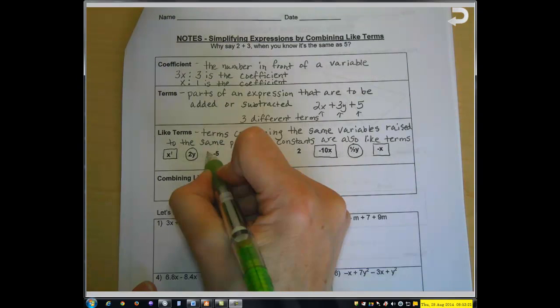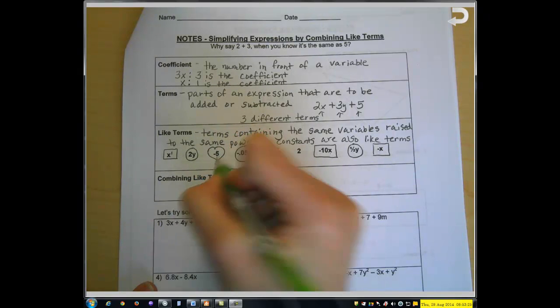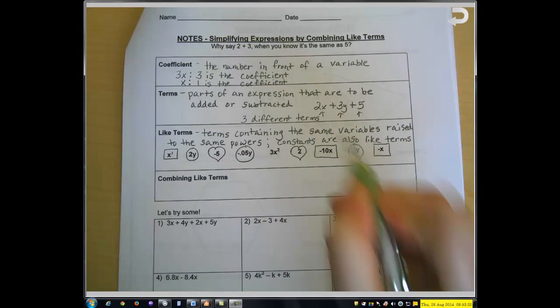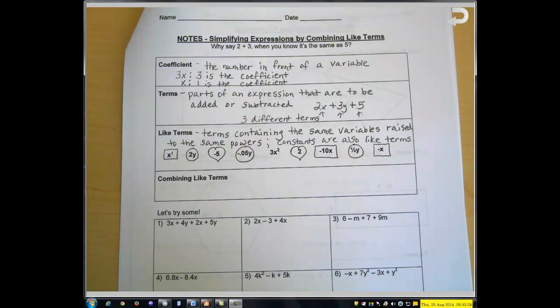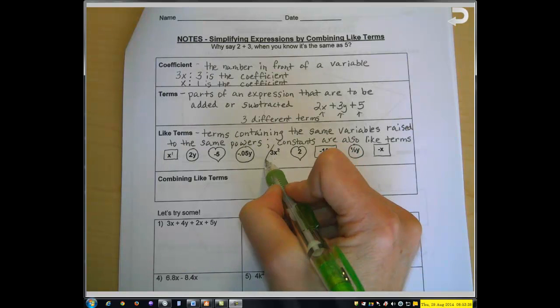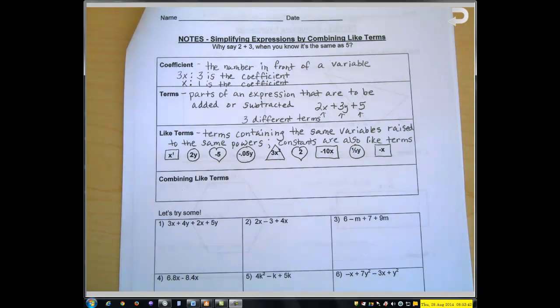Okay, so now we're looking for all of the terms that have no variable in them. So we have -5 and we have 2. And then this 3x squared has no like term with it. We'll just put a triangle around that.